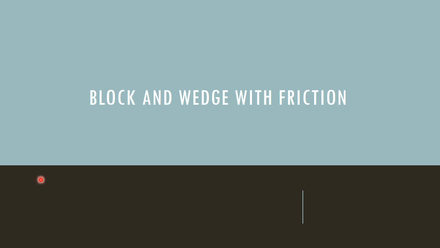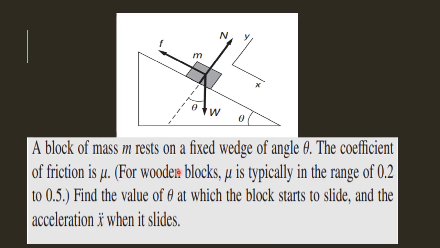Hello students, our next topic is block and wedge. Here we will be including the friction. So this is our wedge, theta is the angle of the wedge and m is the mass resting on the wedge. The coefficient of friction is mu. For wooden blocks mu is ranging from 0.2 to 0.5.